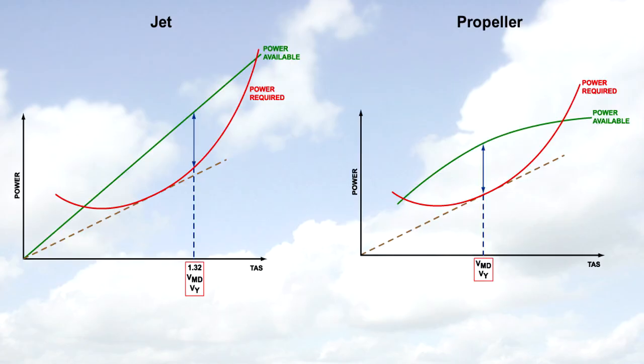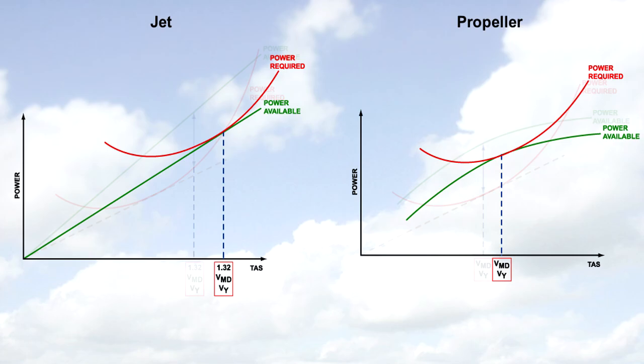The higher the aeroplane flies, the more the excess power available diminishes, and therefore the maximum achievable rate of climb will decrease. An altitude will be reached where the excess power available decreases to zero, as shown. Therefore, the rate of climb will also decrease to zero. This altitude is known as the absolute ceiling.